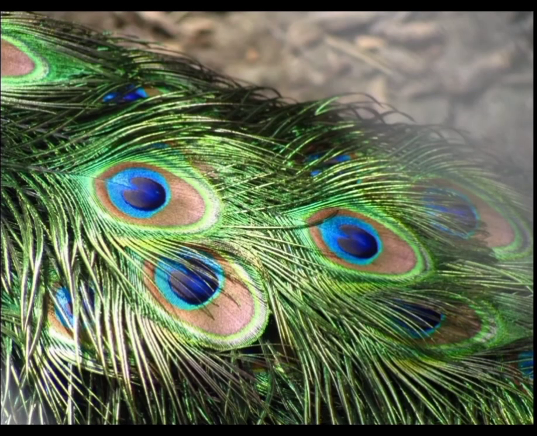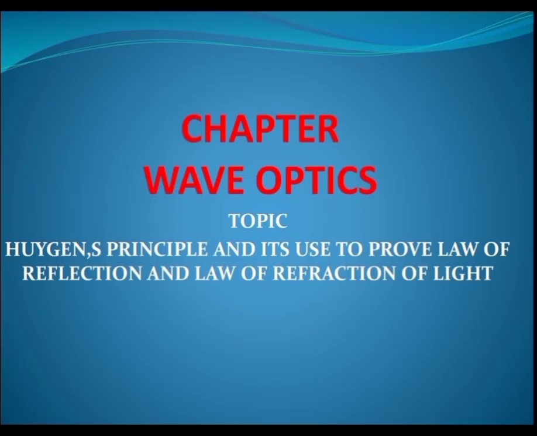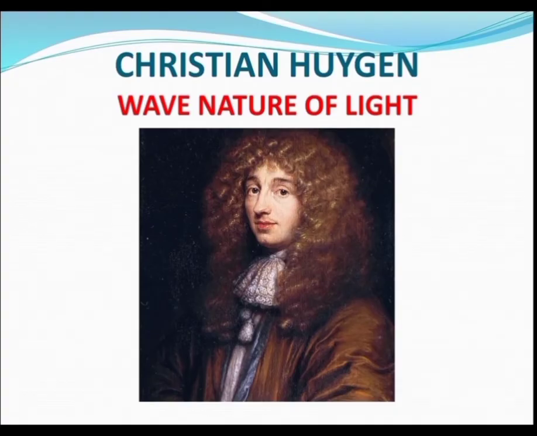But the colors of the feathers of a peacock and the colorful pattern on the layers of soap bubble cannot be explained on this theory of ray optics. So my topic is Huygens principle and its use to prove law of reflection and law of refraction of light. Wave theory of light was given by Christian Huygens in 1678.